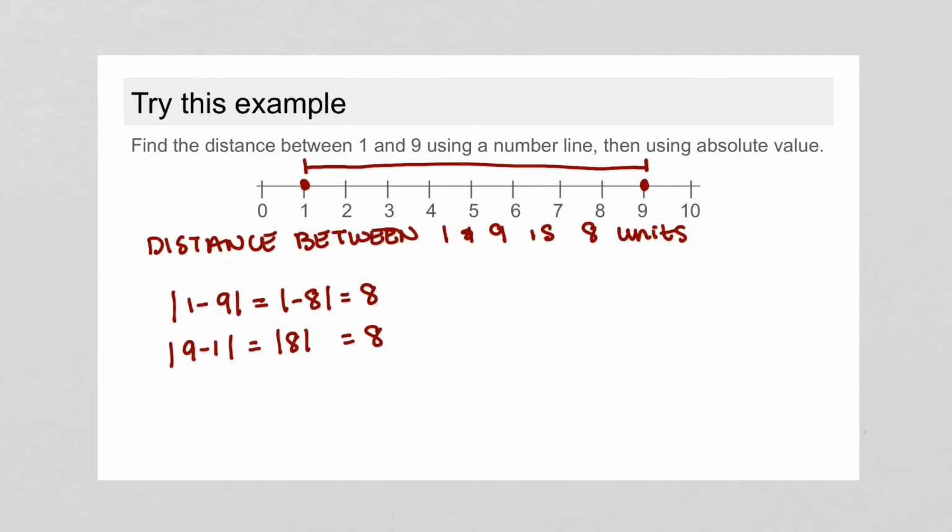Okay, so you should have discovered that the distance, when you count it up on the number line, is 8 units. And then we can verify that by subtracting the numbers in either order, and the absolute value of that gives us 8. So it checks out. All three are the same.